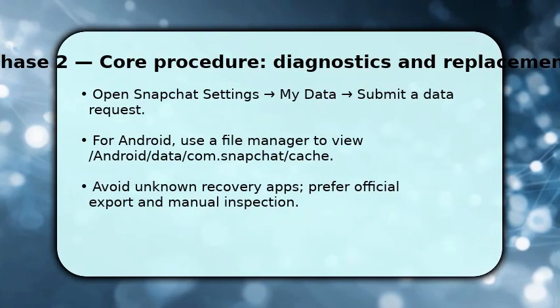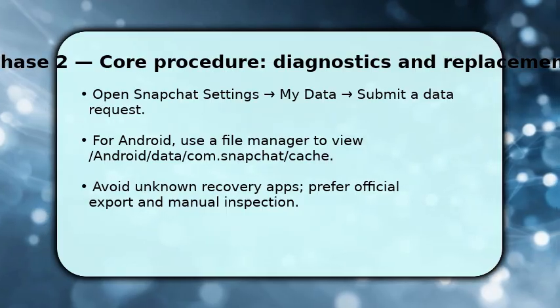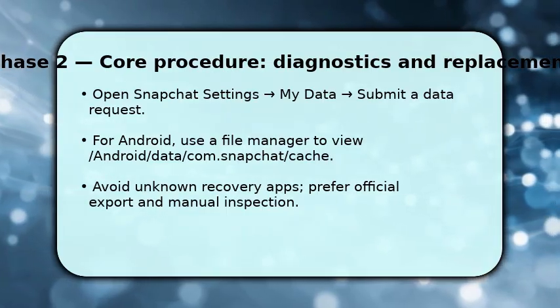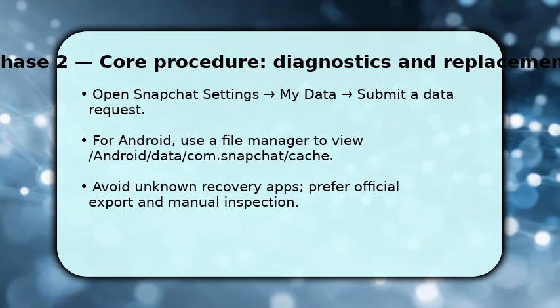You now request and examine the exports. Go into Snapchat settings, tap My Data and submit the request. This pulls message logs, media, and metadata. You'll get an email link. While waiting, inspect your device.